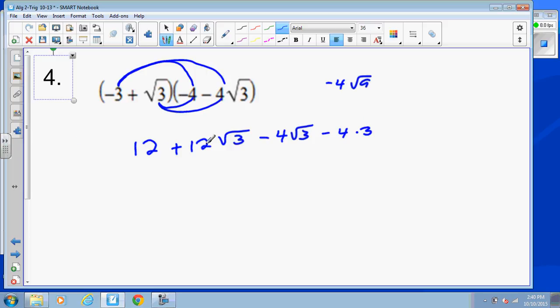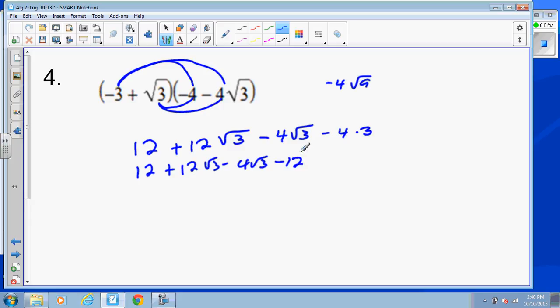So that becomes 12 plus 12, well, 12 root 3 minus 4 root 3 minus 12. 12 minus 12 cancels. These guys are going to cancel, and we're left with 8 square root of 3. And that's that. We're going to stop right there.